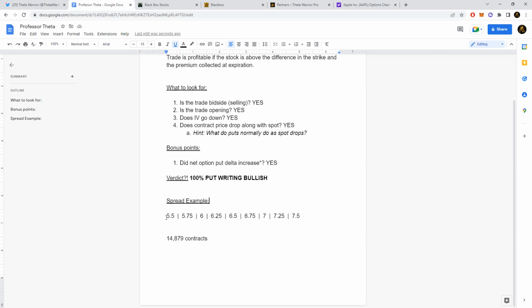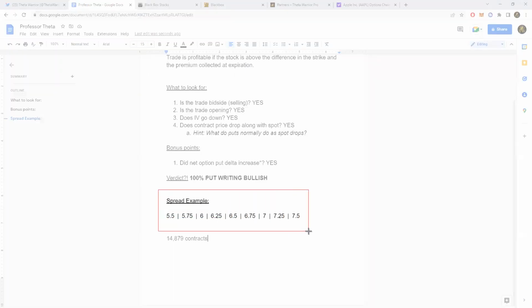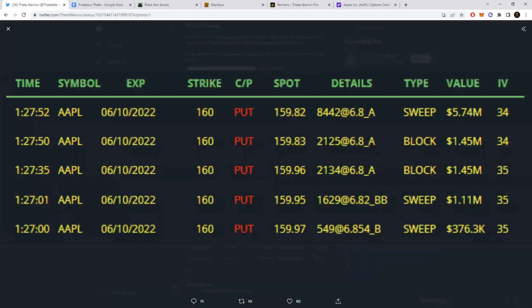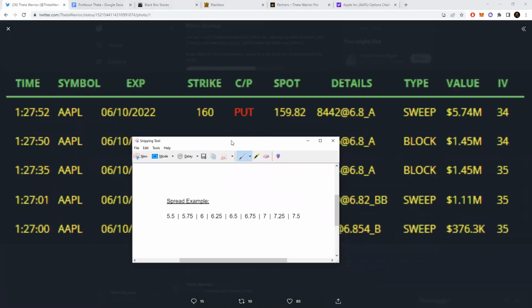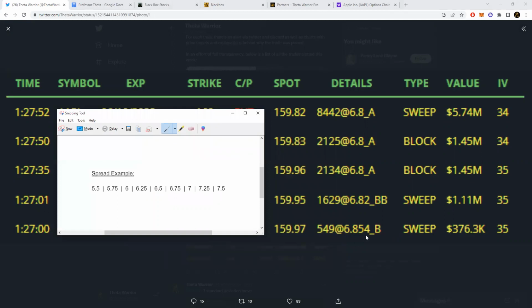So you've got your price starts at 550, goes up to 750. Let me just take a quick little screenshot here so I can mark on this. And then we'll pull up the flow at the same time. Okay, so this is our spread example. And we can see the contract price. The very first one went off at 685. Okay, so we'll take our little pen tool. We'll mark just like so. There's our bid. And there's our ask. Okay, this is a mock spread.